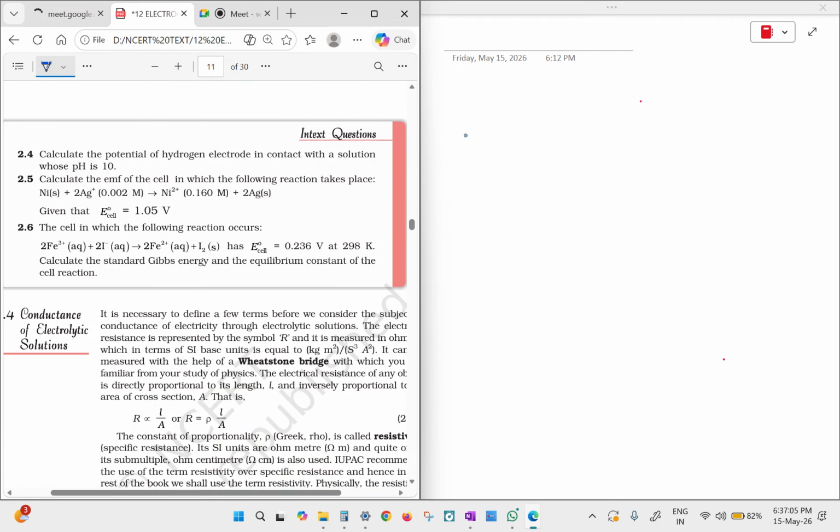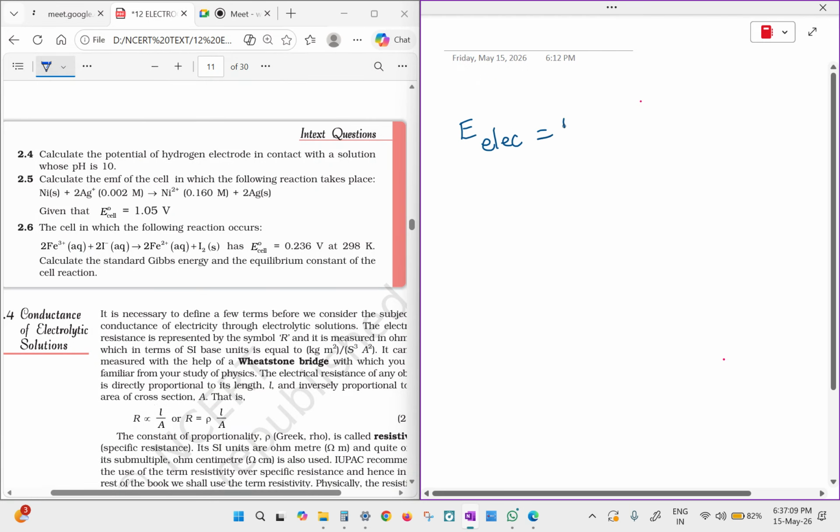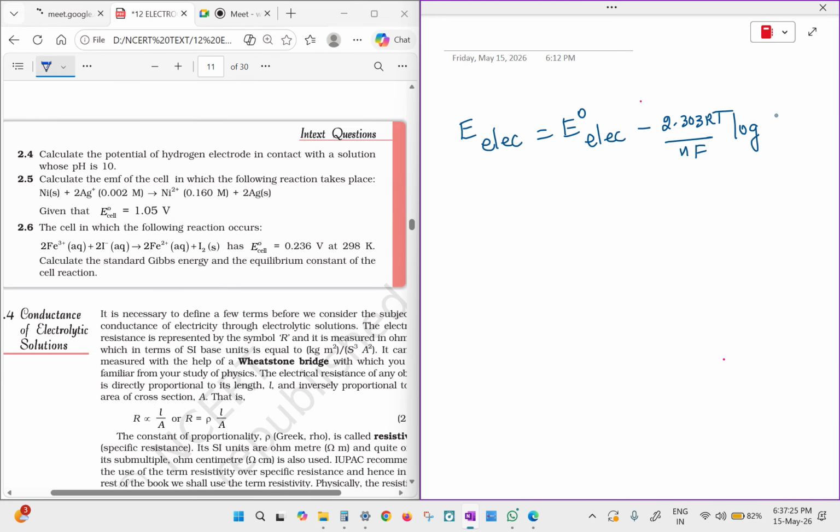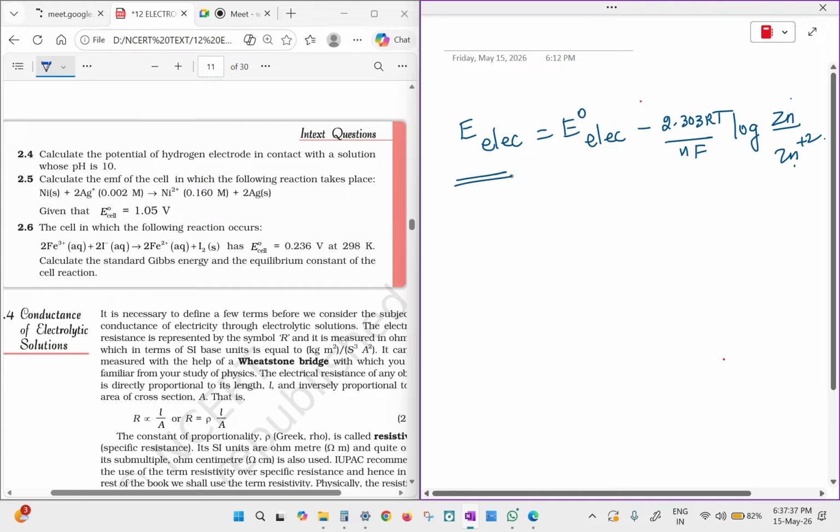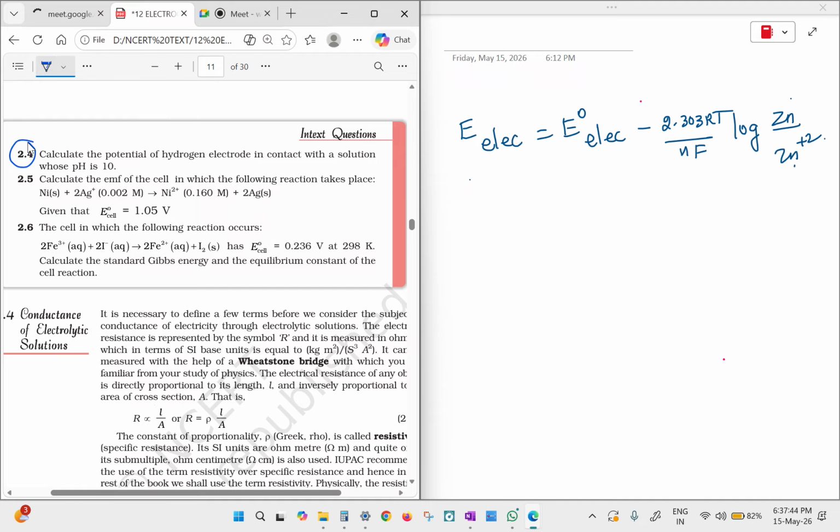So, we wrote E electrode as E naught of electrode minus 2.303 RT by nF log of the reduced species by the oxidized species. Say for example Zn by Zn2 plus, reduced form by oxidized form. This is for a single electrode. It's not for the cell, it is for a single electrode. So in the question, it looks like it is about a single electrode, isn't it? Calculate the potential of hydrogen electrode in contact with a solution whose pH is 10.